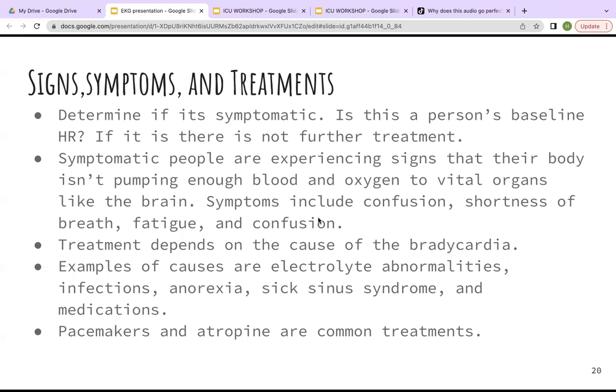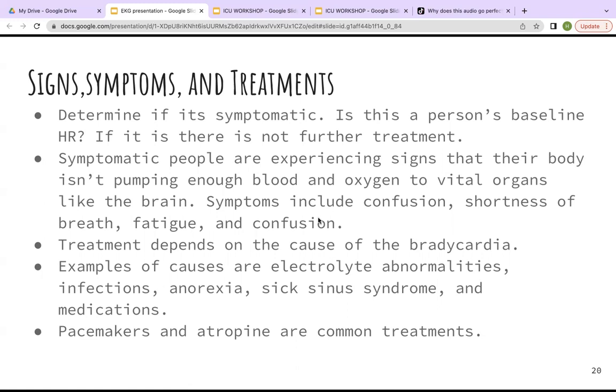And treatment depends also on the cause of the bradycardia. If it's an electrolyte abnormality, you're gonna fix the electrolyte problem. If it's an infection, you're gonna treat that infection. Medications, for example, beta blockers or calcium channel blockers, can affect how fast your heart is beating.